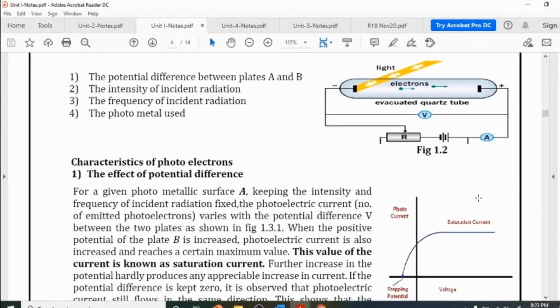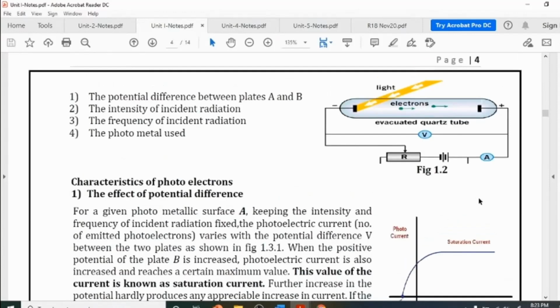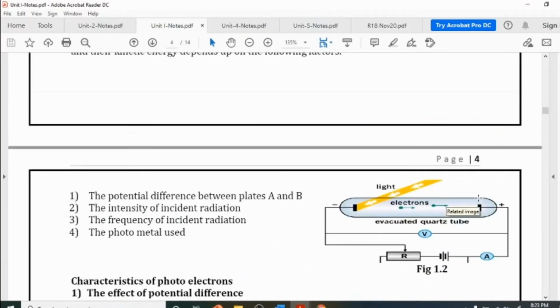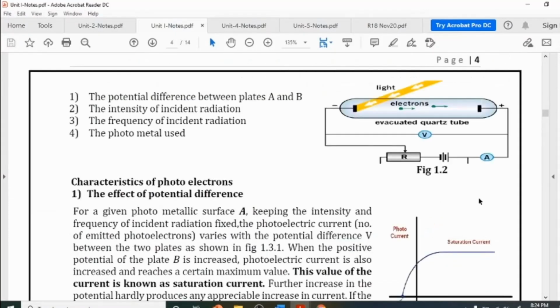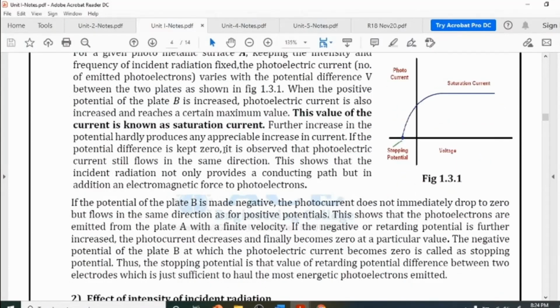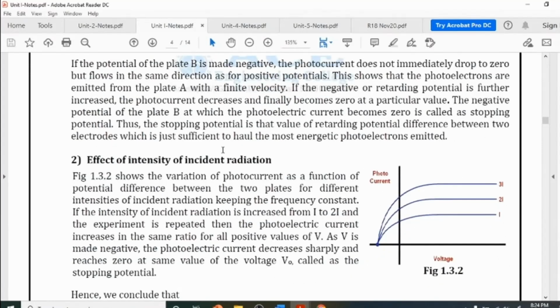Now the characteristics of photoelectrons depend on 4 parameters. In fact, I should say the kinetic energy and the number of electrons ejected depend on 4 parameters: the potential difference between those two plates, the intensity of incident radiation, the frequency of incident radiation, and the photometal used. You will be getting the details with the graphs. Remember, you need to draw the graphs to get good marks. If you don't draw the graph, you are not going to get complete marks.